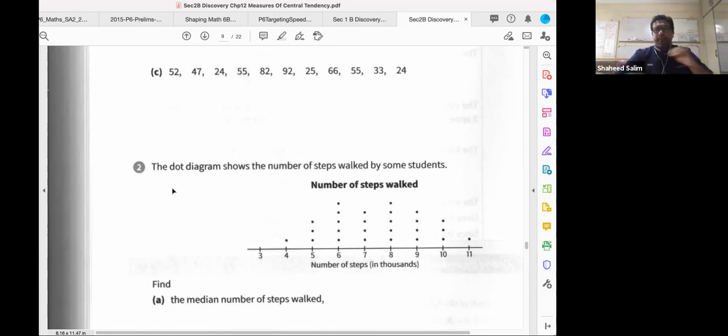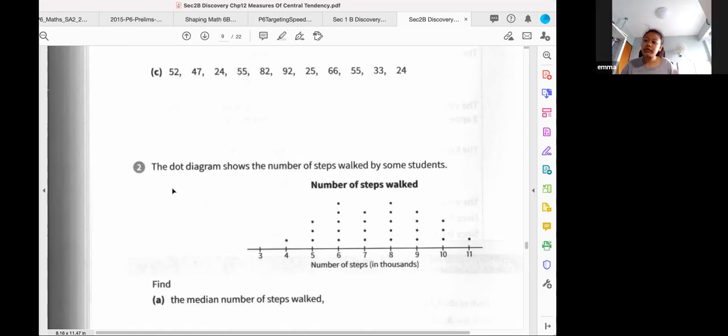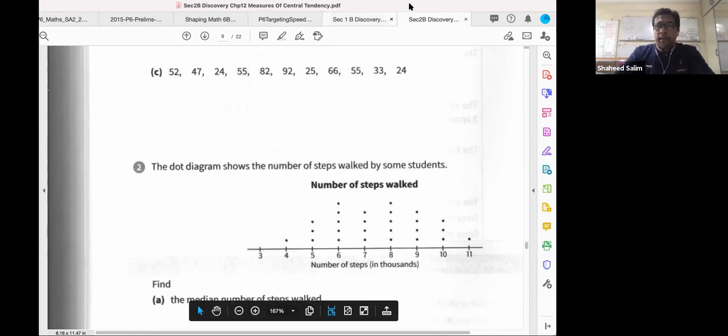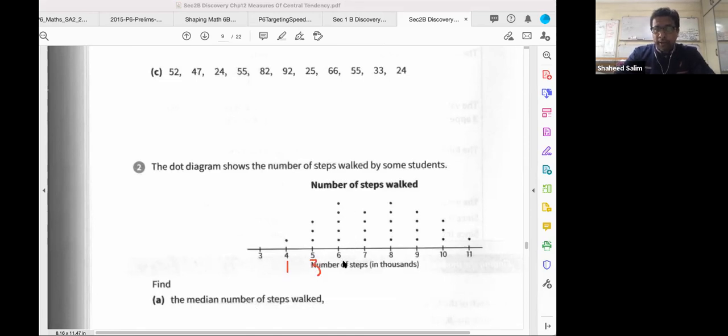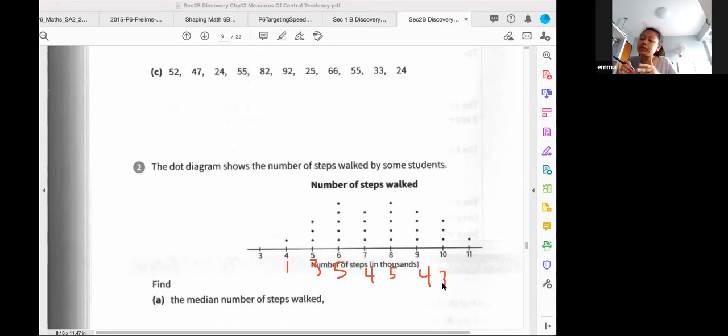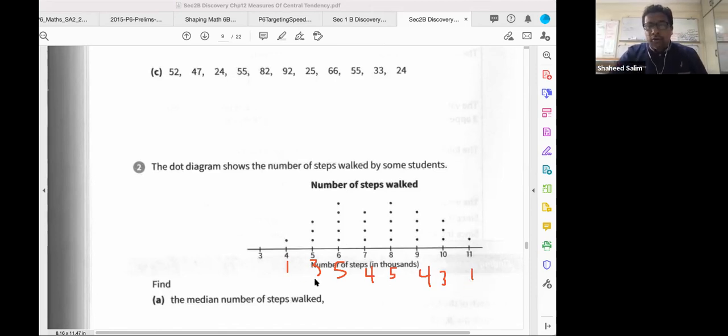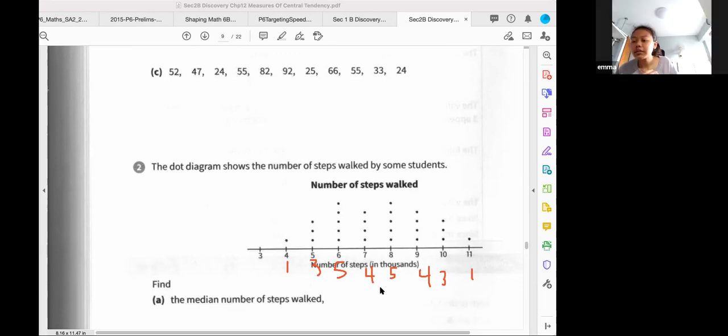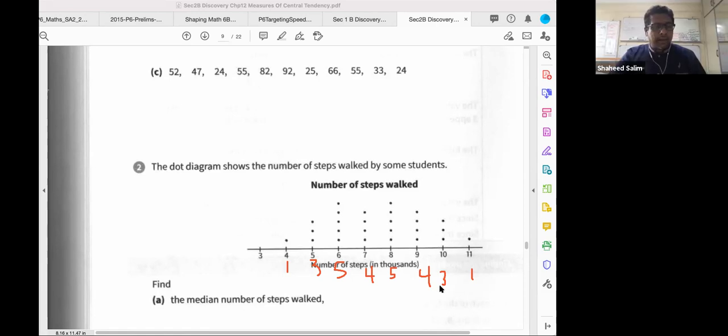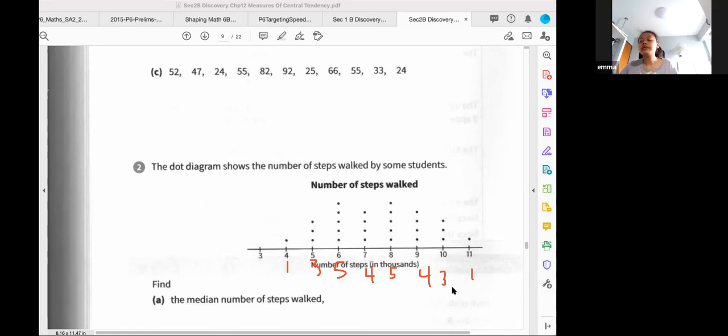What's your frequency? 28. Are you sure? Let's count again. This one is 1. This one is 3. This one is 5. This one is 4. This one is 5. This one is 4, 3, and 1. 25. Are you sure? 1 plus 3, 4. 4 plus 5, 9. 9 plus 4, 13, plus 5, 18, plus 4, 22, plus 3, 25, plus 1, 26.